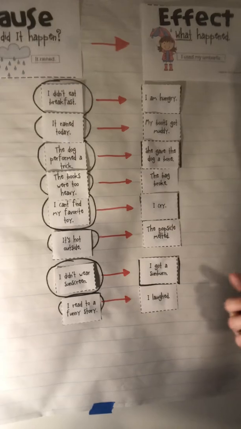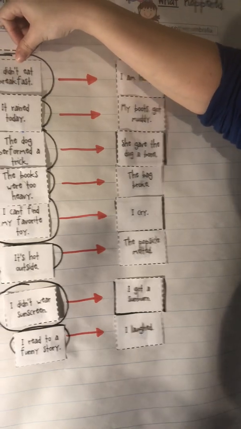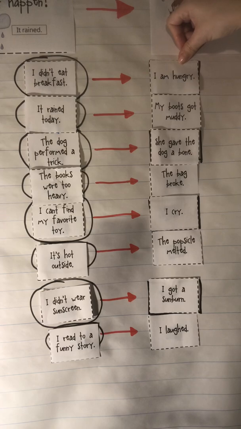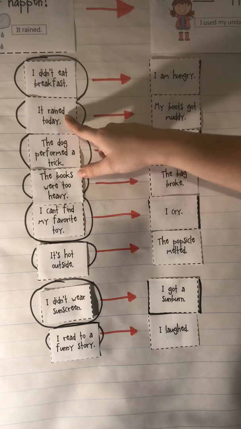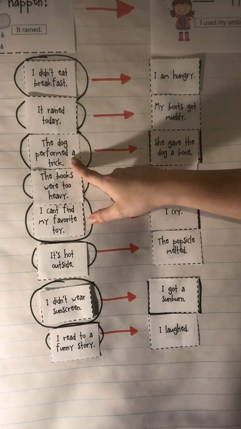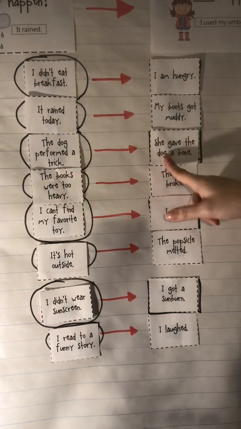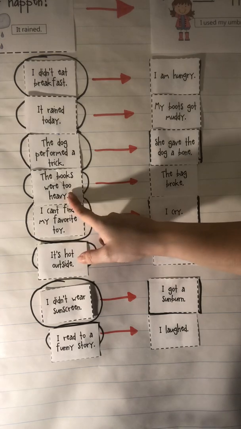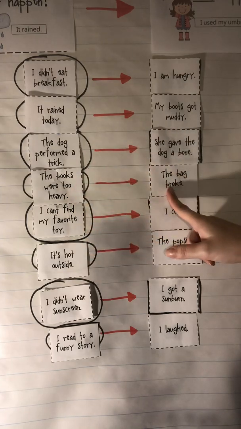So let's go through all of them just so that you get a better idea. The cause is I didn't eat breakfast. Because I didn't eat breakfast, the effect is that I'm hungry. The cause, it rained today. The effect is that my boots got muddy. Because it rained, my boots got muddy. The dog performed a trick, so she gave the dog a bone. The books were too heavy, so what happened? The bag broke.